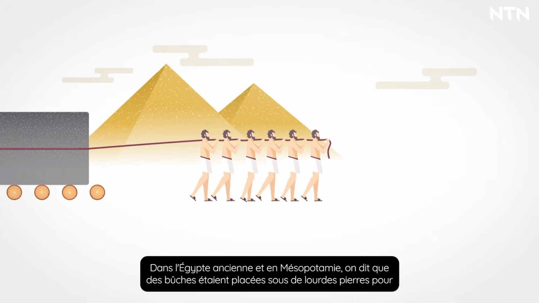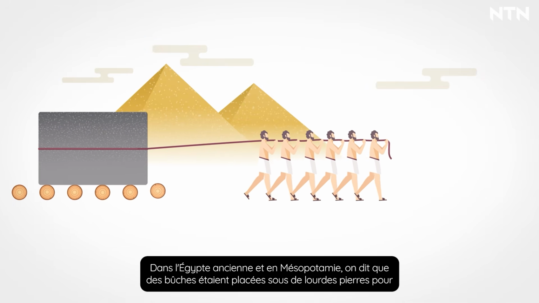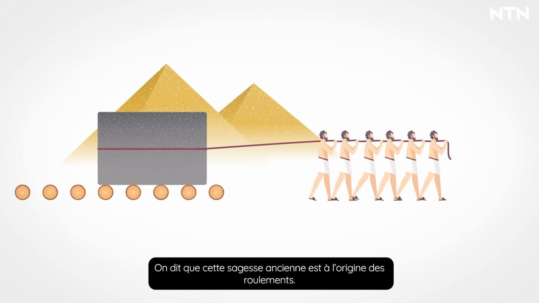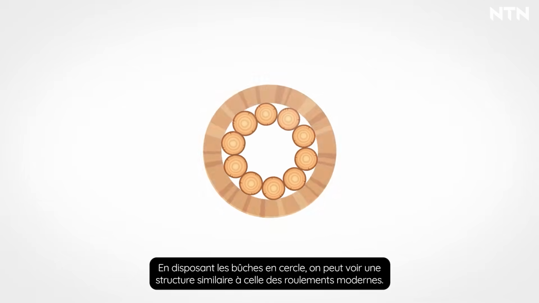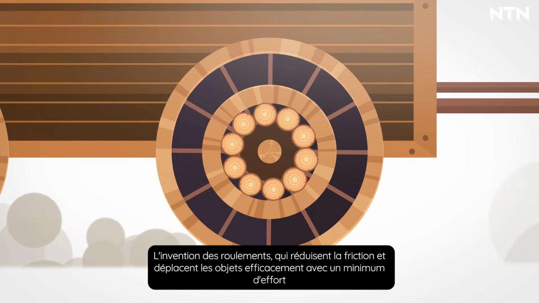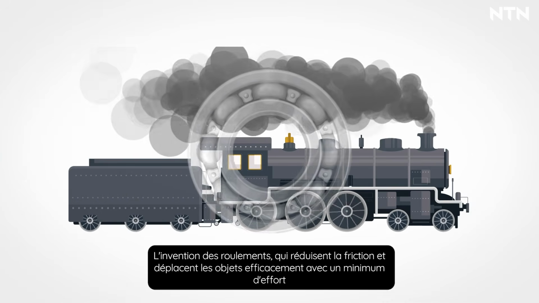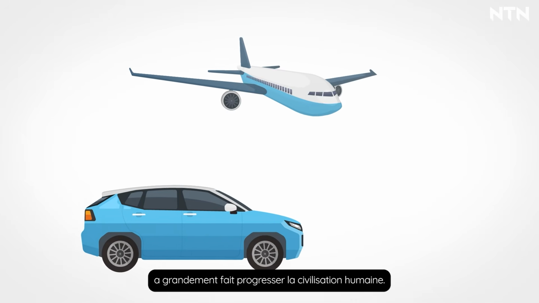In ancient Egypt and Mesopotamia, it is said that logs were placed under heavy stones to transport them. This ancient wisdom is said to be the origin of bearings. By arranging logs in a circle, you can see a structure similar to that of modern bearings. The invention of bearings, which reduce friction and move objects efficiently with minimal force, has greatly advanced human civilization.